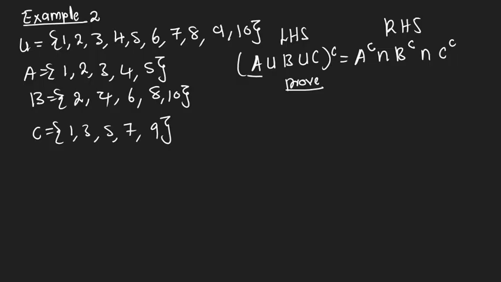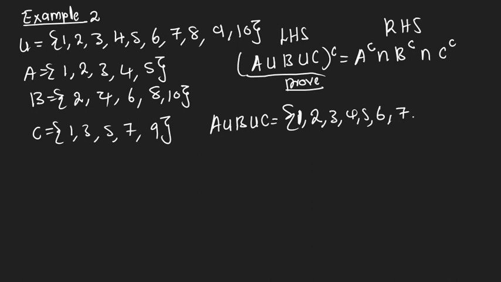So let's now work out what is inside. So we are going to find A union B union C. Let's find the union of all these. So we have a 1 in A. Okay, that is going to be a 1. That is going to be a 2. That is going to be a 3, a 4, a 5. Then we have a 6, a 7, an 8, a 9, a 10.